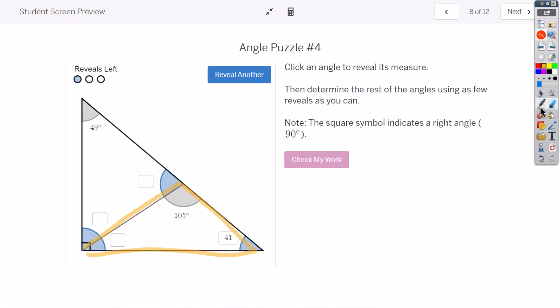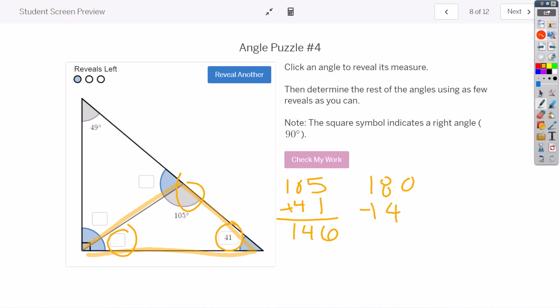And again, I have two of the angle measures. I have 105 and 41. And I can find this third one. Let me add up 105 and 41, and then subtract that from 180. So it looks like this angle measure in this orange triangle is 34 degrees. Clear that.